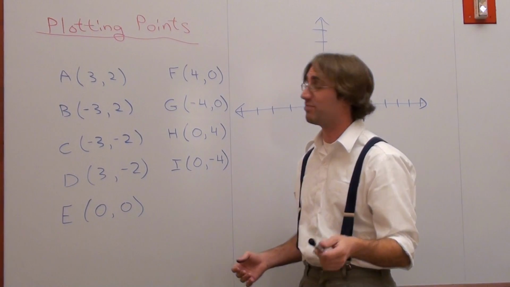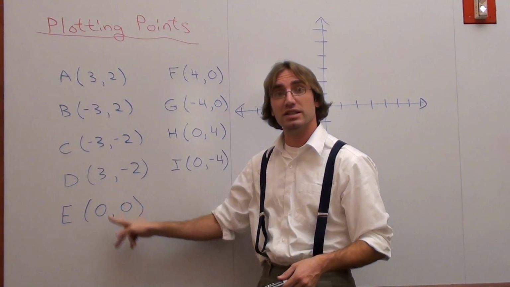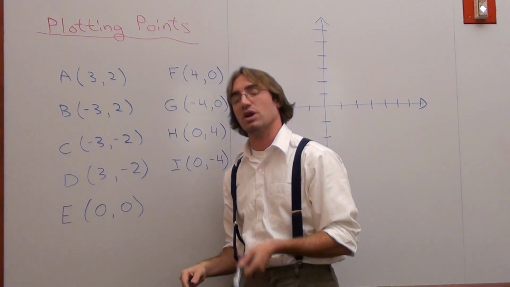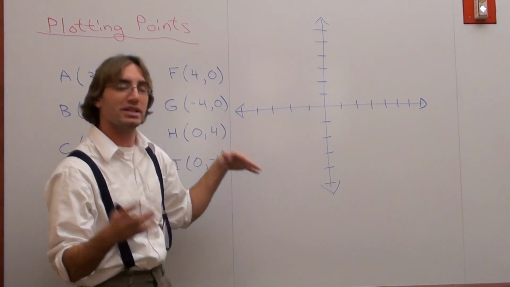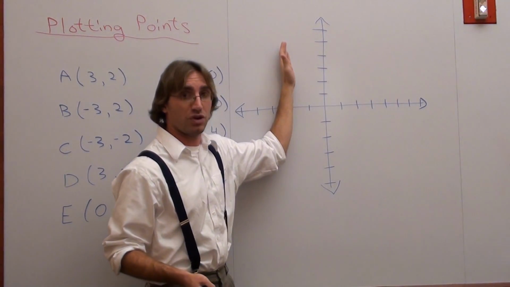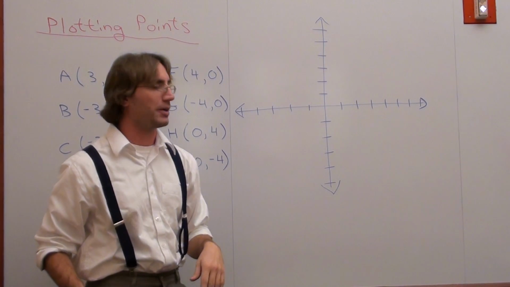So I have myself a set of points. In fact, I have myself many points. I have A, B, C, D, E, F, G, H, and I. And I'm telling you we're going to plot all those points on a coordinate system. It's basically two number lines, one that's horizontal and one that's vertical, and they're crossed together to make a plus type figure.